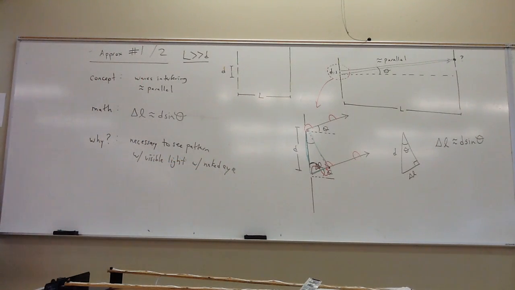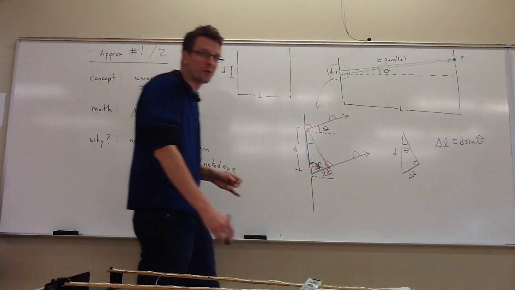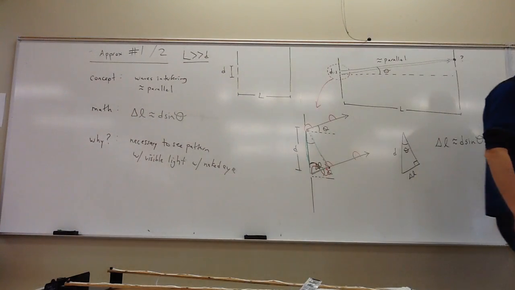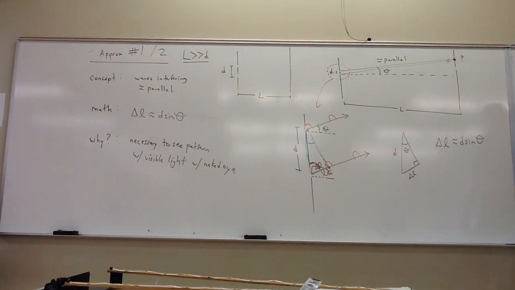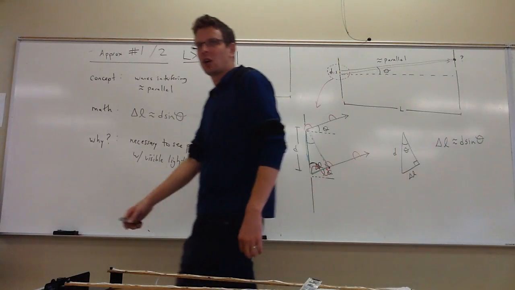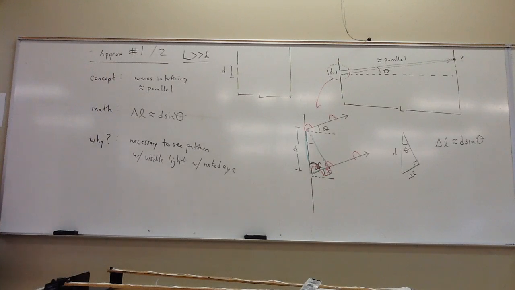We focus on visible light. I obviously showed you the pattern of visible light. We want to be able to see the pattern without having some kind of instrumentation. We want to just be able to see those alternating bands of bright and dark, constructive and destructive.